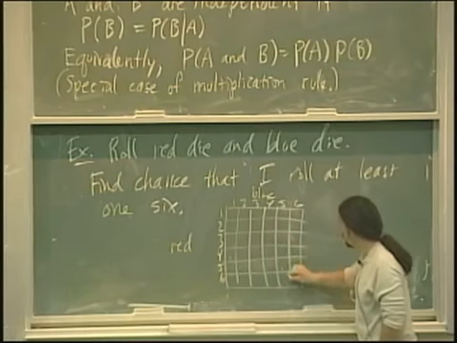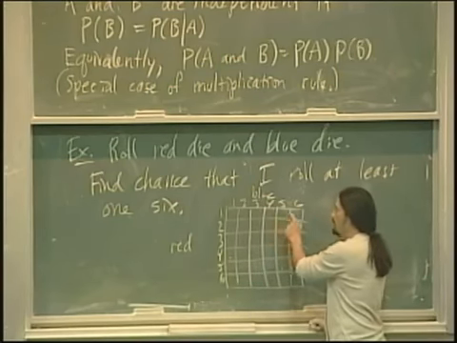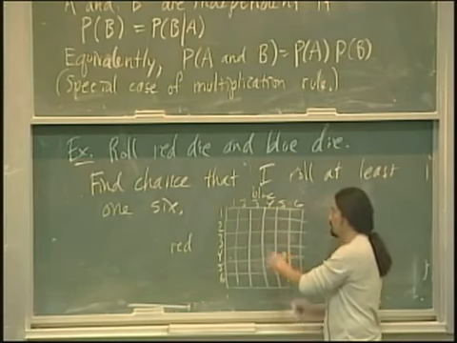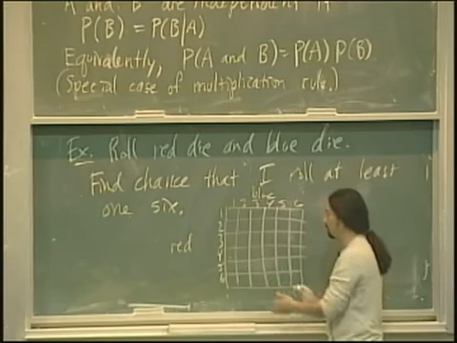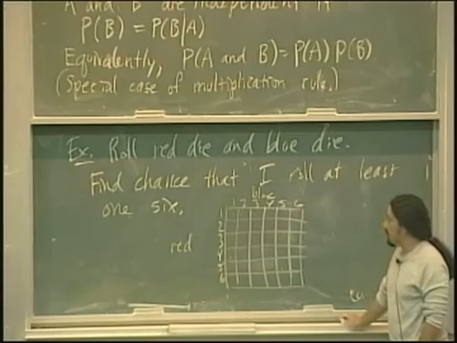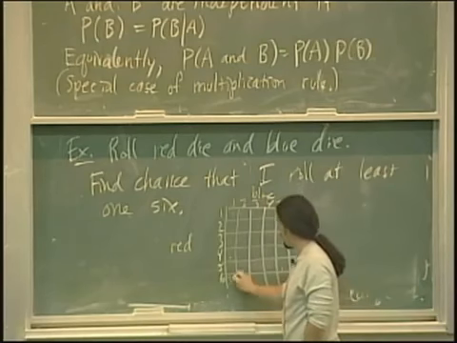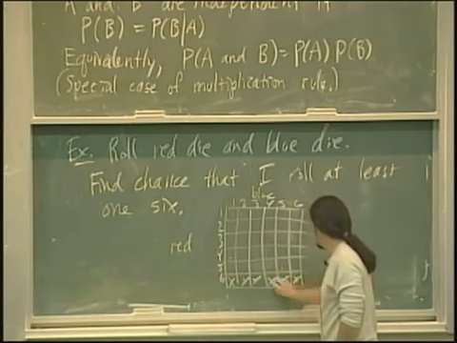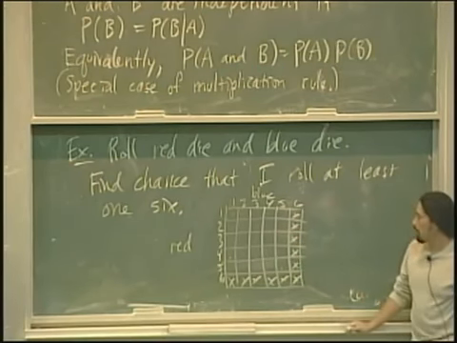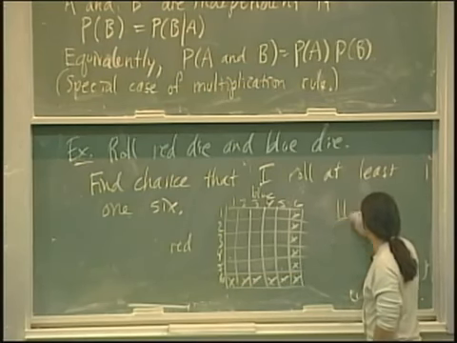Okay, total area 1. It's a 6 by 6 grid. So each square here has area 1 over 36, right? 6 times 6, so 36 total squares. As a Venn diagram, it has a total area of 1, so each one of these squares has probability 1 over 36. And we could just count. If you want to roll at least one 6, well, that means that either the red one's a 6, somewhere here, or maybe the blue one's a 6, here. So you can just count them. And there are 11 ways: 1, 2, 3, 4, 5, 6, 7, 8, 9, 10, 11 out of 36.